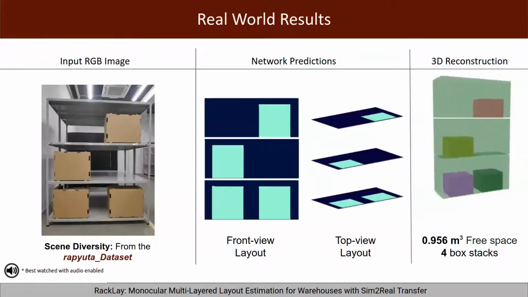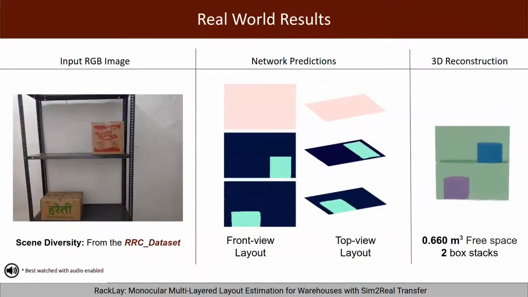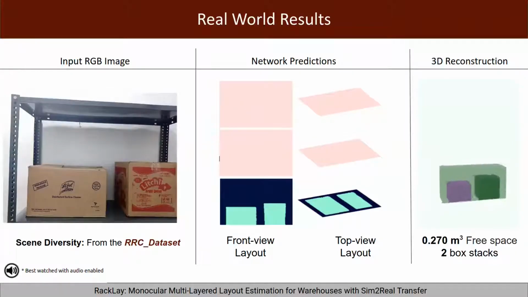Here, we present the predictions of our network on real-world images from two different datasets. These datasets contain different boxes, rack types, colors, textures and lighting conditions. We can see that the results are at par with the results on synthetic data. The domain randomization described earlier enables Sim2Real transfer to real-world images.